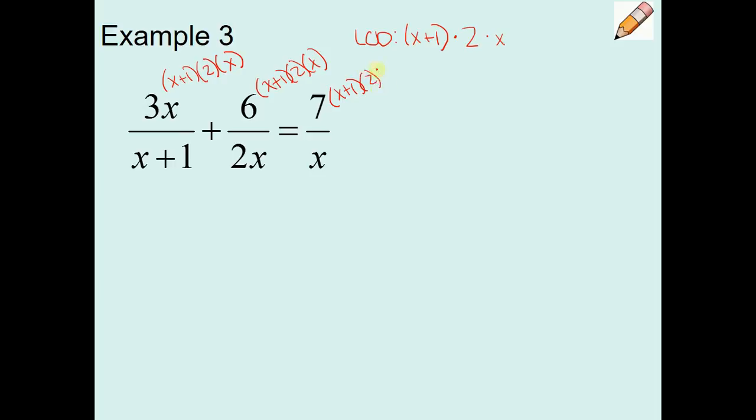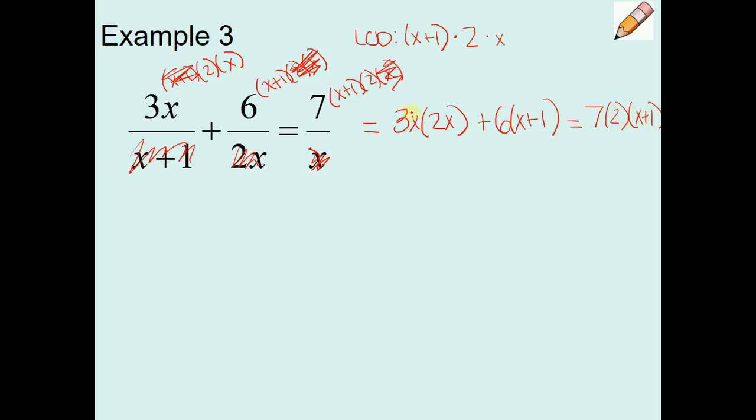And I can cancel off what is on the top and the bottom. So x plus 1 is on top and bottom. 2x is on the top and bottom, and then just an x. So I am left with 3x times a 2x for the first part, plus 6 times x plus 1 equals, and then it looks like 7 times 2 times x plus 1. Right? That's what's left behind. So I will have 6x squared there, plus 6x plus 6 equals, that's technically 14, so that would be 14x plus 14.